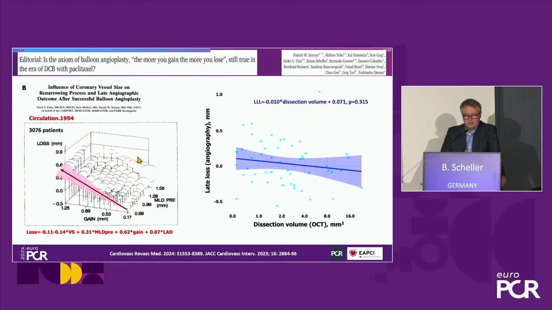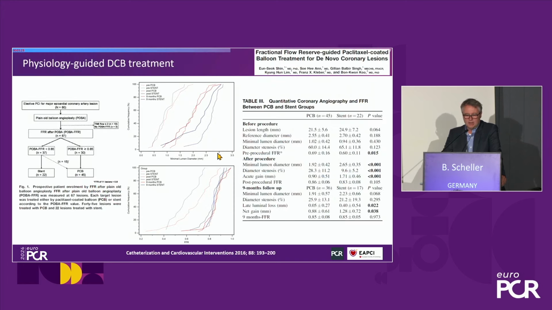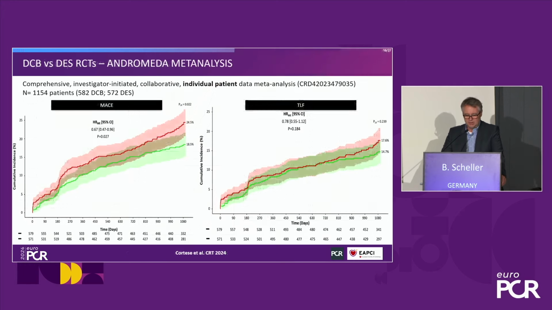What we know from PTCA is this axiom that the more you gain, the more you lose. This means the better lumen you gain with angioplasty alone, the higher the late lumen loss is. This is no longer true when using paclitaxel-coated balloons. This is from the TRANSFORM I trial. You can see that with a higher dissection volume, the late lumen loss is decreasing. And that's really new. This means you can be aggressive and you can accept dissections because your outcome will be better. Physiology guidance has been discussed before. I will skip this.